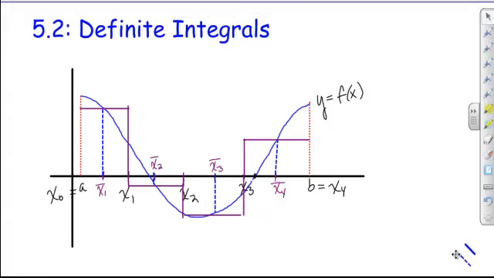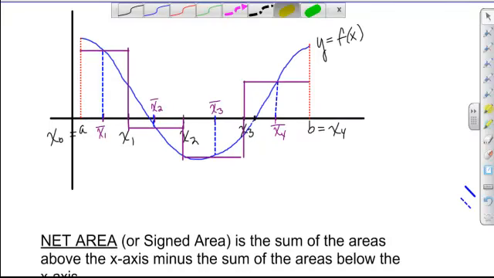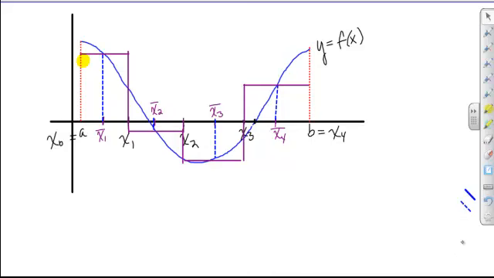Alright, so here are the rectangles generated when we allow each sample point to be substituted into the function f of x to determine the height of that rectangle. And if we think about how we calculate the area, or how we estimate the area trapped between the function and the x-axis, we look at this first rectangle, and the area trapped between the curve and the x-axis is going to be approximately equal to f of sample point x sub 1 times delta x.